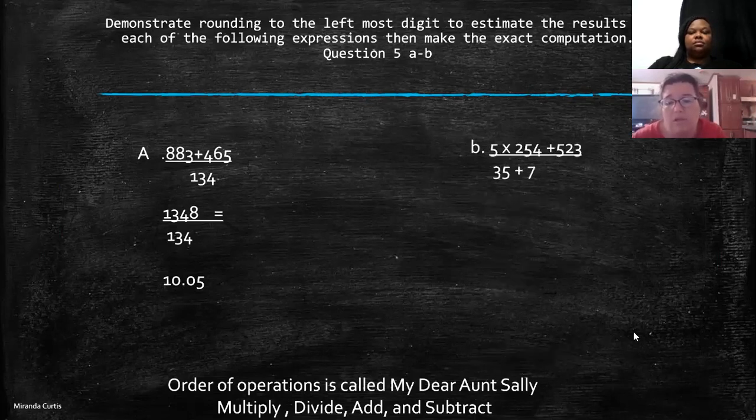Okay, so in problem 2, we have some multiplying to do. So we have My Dear Aunt Sally. So we're going to multiply first. We're going to multiply 5 times 254, which gives us 1,270. Okay, we're going to bring down 523 right here. Then we're going to bring down 35 plus 7 because it's not time yet. Now we're going to add. Okay, 1,270 plus 523 equals 1,793. Don't forget to add the bottom. So 35 plus 7 is 42. And what's left to do is divide.